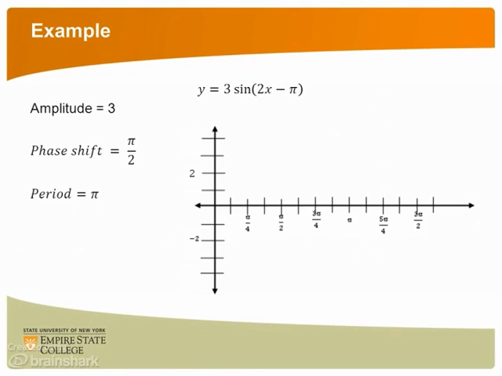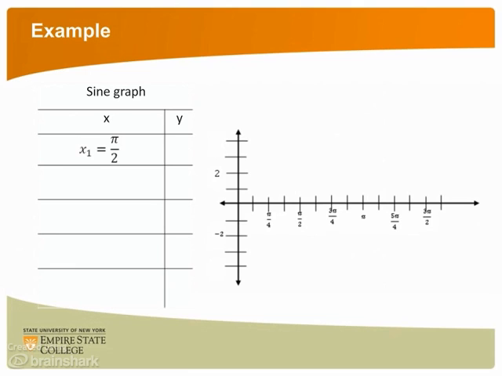The period is 2 pi divided by the 2 that is the coefficient of the x. When simplified, our period is pi. To find the increment for our critical x values, we divide the period by 4. Our x values will be incremented by pi divided by 4. Now we will find our critical x values.